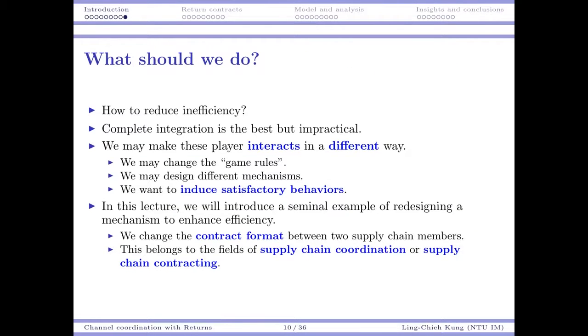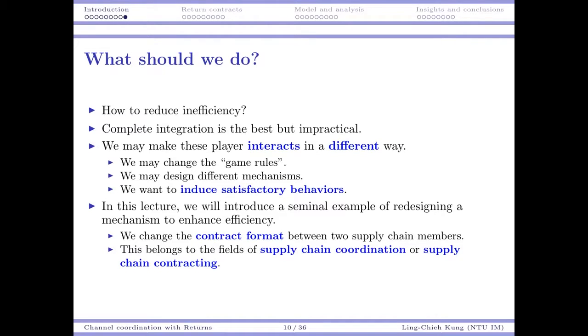So, how may we reduce inefficiency? This, of course, is case by case. For different systems, we need different ways or different mechanisms to reduce inefficiency. Today, we will look at the indirect newsvendor as an example for analyzing it and an example of designing new mechanisms to reduce inefficiency. We will assume complete integration is impossible. And then our goal is to adjust the mechanism or adjust the game rules to induce different behaviors of the players.